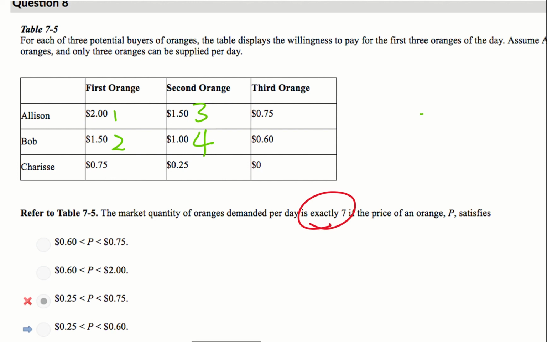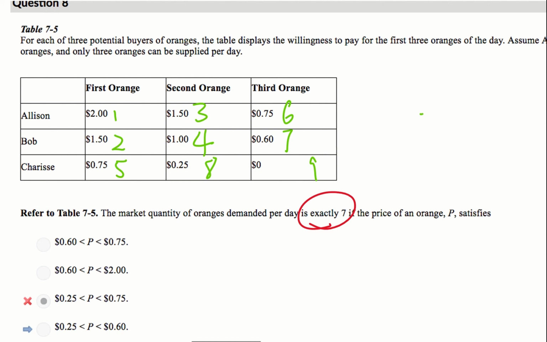For the fifth and sixth orange, that will be somewhere between Cherise, her first orange, which will be number 5, and Allison, she will buy number 6. And then the seventh orange will go to Bob, which he will pay 60 cents. And the eighth orange will go to Cherise. So this is 8, and then the last one is 9, the last orange.